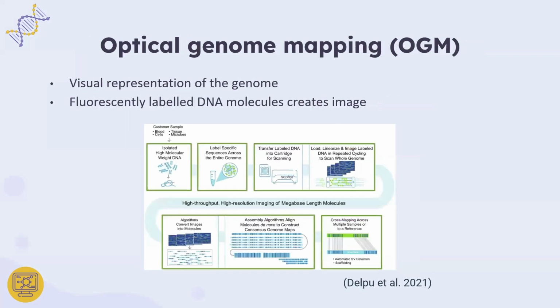For optical genome mapping, it complements genomic sequencing by offering a visual representation of the genome. This technology utilizes fluorescently labeled DNA molecules that are stretched on a surface to create a physical map of the genome. The resulting images provide a unique perspective on the structure of chromosomes, allowing for the identification of large structural variants. OGM is particularly valuable for detecting complex rearrangements that may be missed by sequencing alone, as it allows researchers to visualize the spatial arrangement of genomic regions.